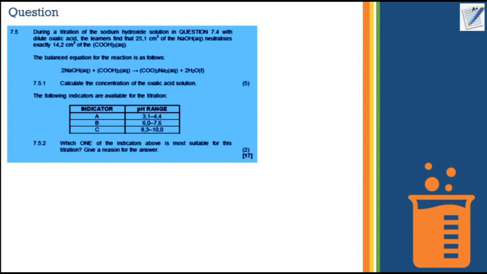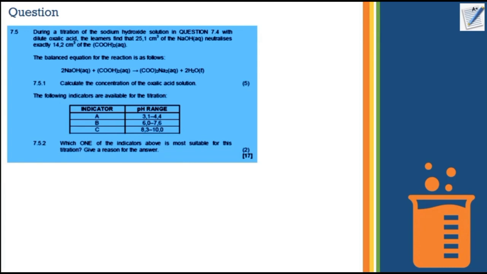Now notice, grade 12s, look at the mole ratio for this reaction. Can you see the mole ratio? We have 2 moles of sodium hydroxide plus 1 mole of oxalic acid goes to 1 mole of sodium oxalate and 2 moles of water, right? So what is the mole ratio of this reaction? I can hear you saying it. 2 is to 1 is to 1 is to 2. In other words, 2 mole is to 1 mole to 1 mole is to 2 mole.